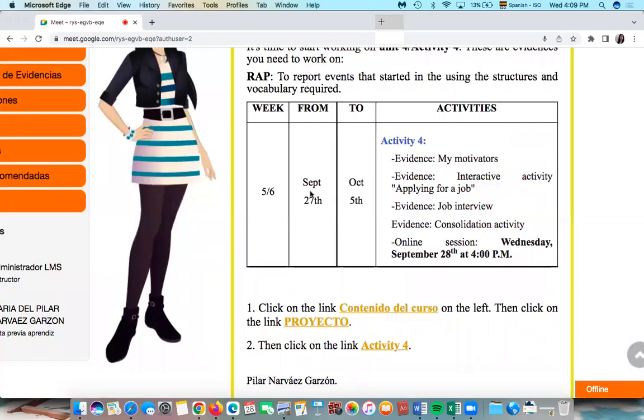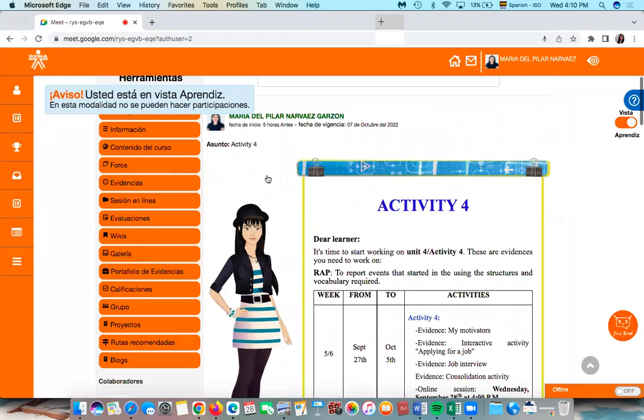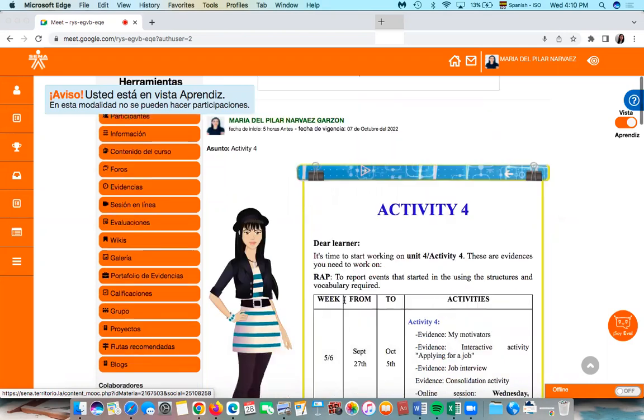The program is going to finish on October 7th, but you will have the deadline to upload all of the evidence. It's October 5th. La fecha límite para envío de todas las evidencias, incluidas las de la unidad 4 y las que tengan pendientes de otras unidades, será hasta el 5 de octubre, okay?